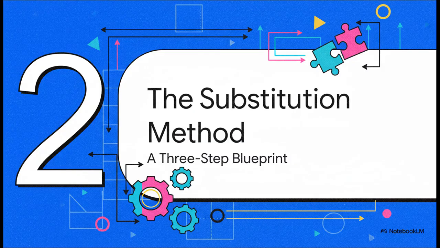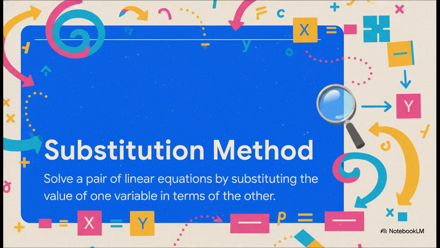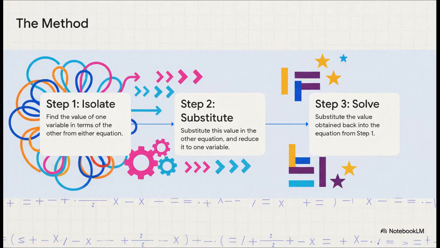Okay, so let's officially meet our new best friend, the substitution method. This is such a slick and powerful way to get those precise answers we're looking for. The best part about this method is that the name tells you exactly what to do. The whole idea is to take one of the equations, express one variable in terms of the other, and then you substitute that into the second equation. It's a really clever trick that turns a complicated 2-variable problem into a simple 1-variable problem, which we already know how to solve.